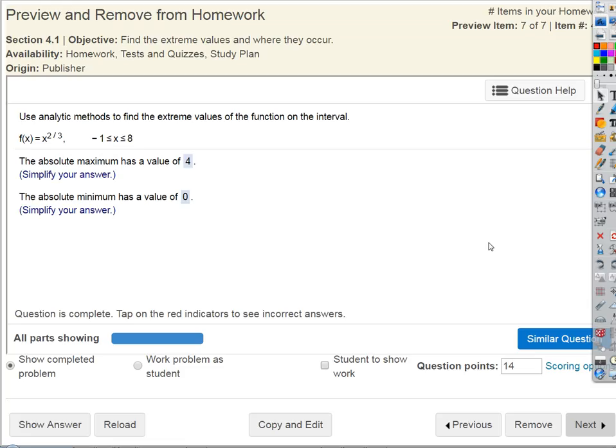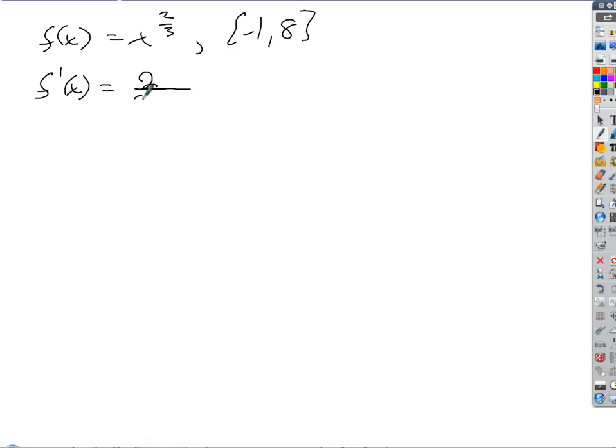So f of x equals, write that down. Write down this stuff. So what's that prime? 2/3 x to the -1/3. 2/3 x to the -1/3, you said? Yeah. So I'll just write it like that.